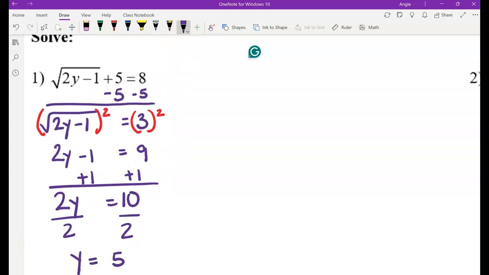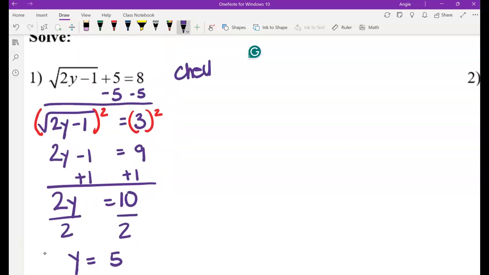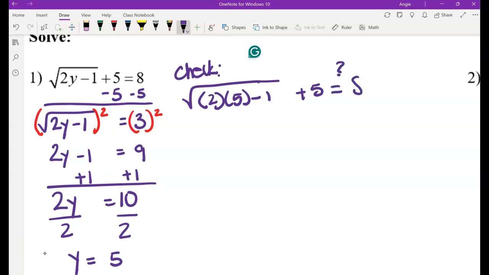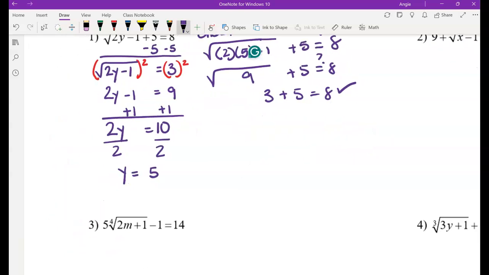Then we want to plug it back in and check to make sure we did it correctly. Square root of 2 times y, we have y is 5. So 2 times 5, and then minus 1, this is all under the radical. Plus 5 is on the outside, equals 8, question mark. Okay, so under the radical, 2 times 5 is 10. 10 minus 1 is 9. Drop everything else back down. Square root of 9 is 3. 3 plus 5, yes, equals 8. So we can keep our answer.